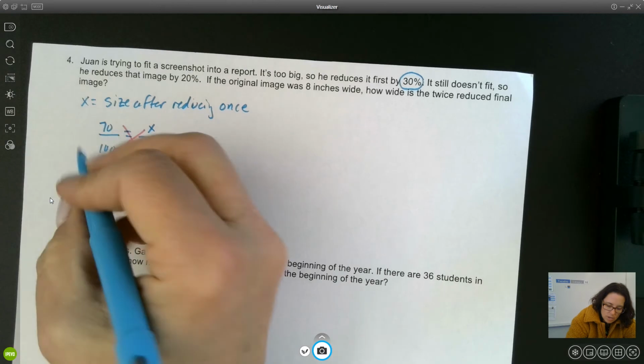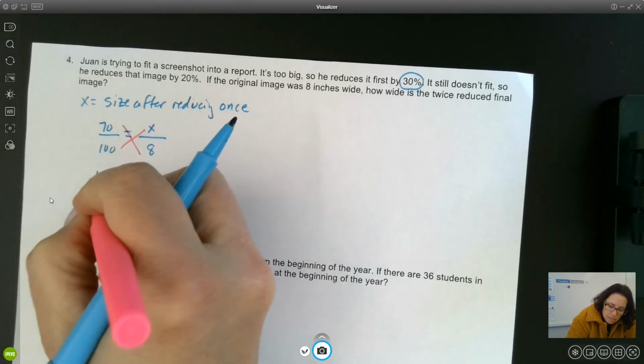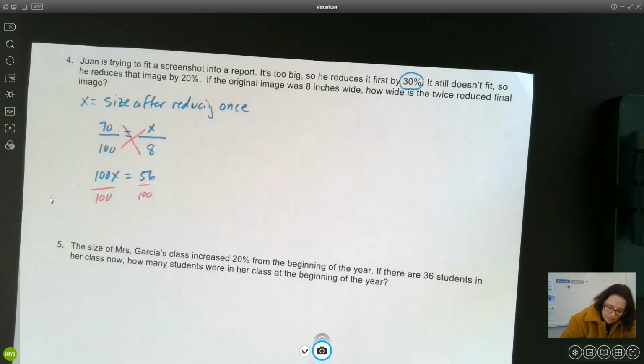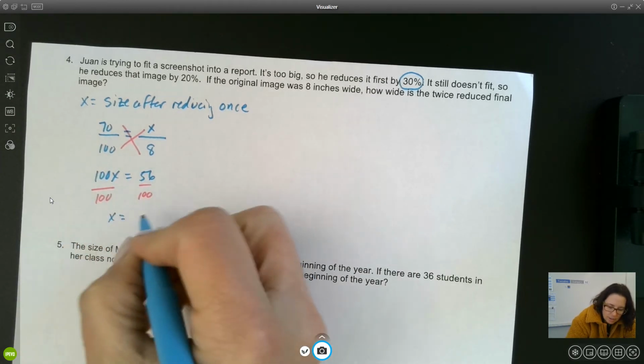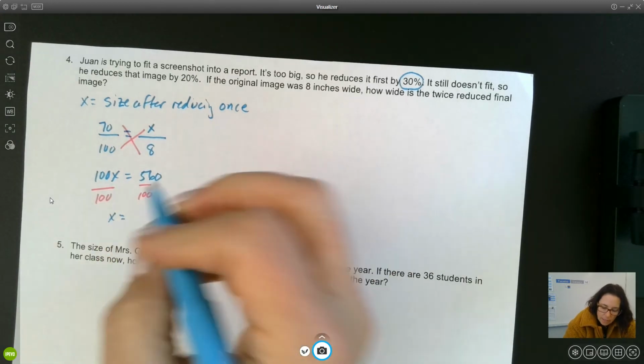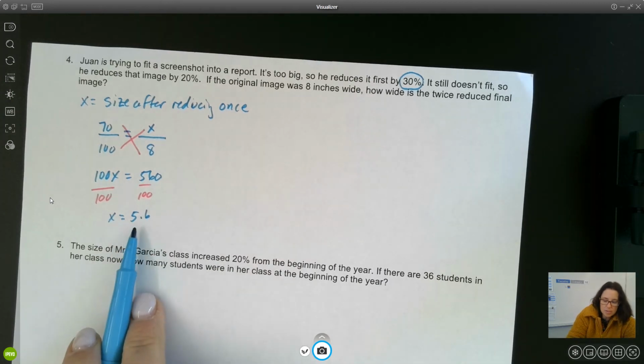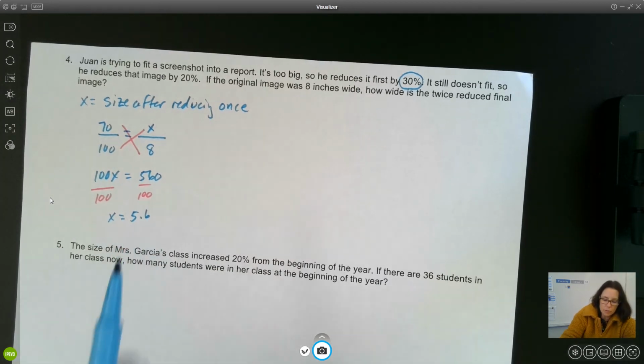Okay, so this is 100x equals 560. Divide by 100. I get 5.6. Okay, so this is the size of it after reducing the first time.